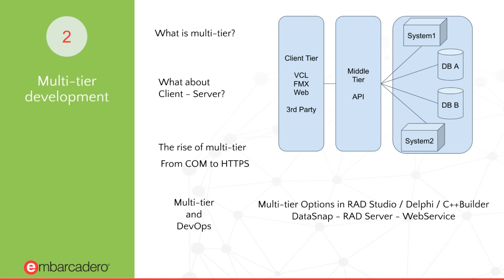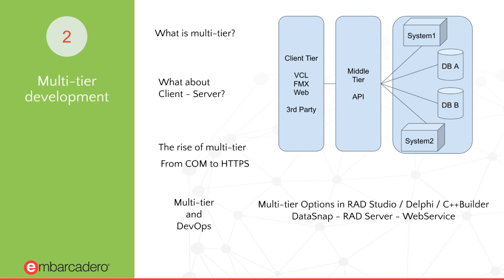Okay, so let's have a look at the second reason why developers choose RAD Studio Enterprise. Really, it's pretty easy to sum it up. It's the middle tier. Now, what is a middle tier? Well, most applications traditionally started off as client server. You'd have your database on your server and then your client applications connecting directly into that.